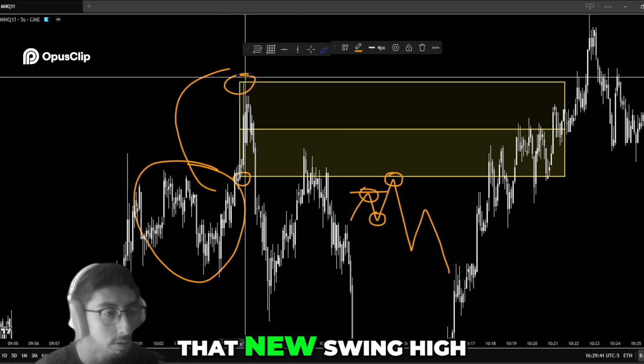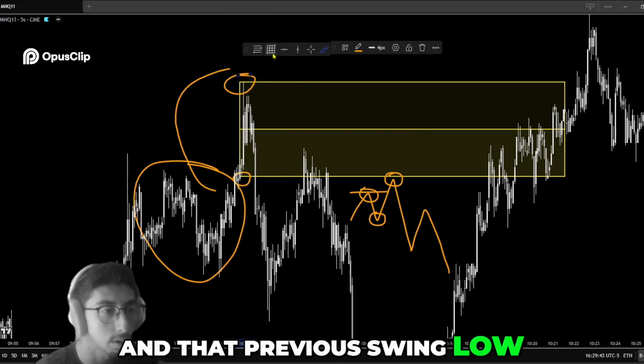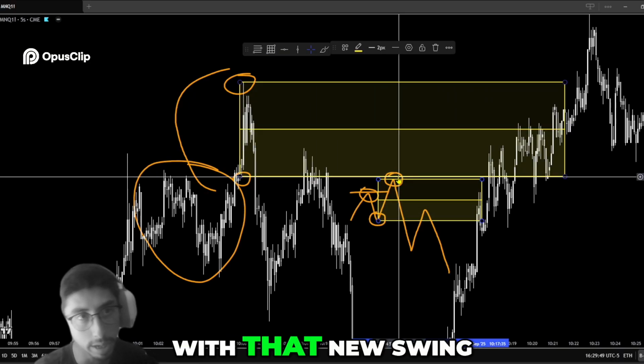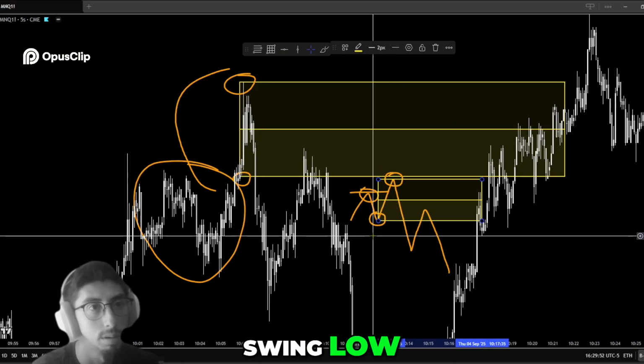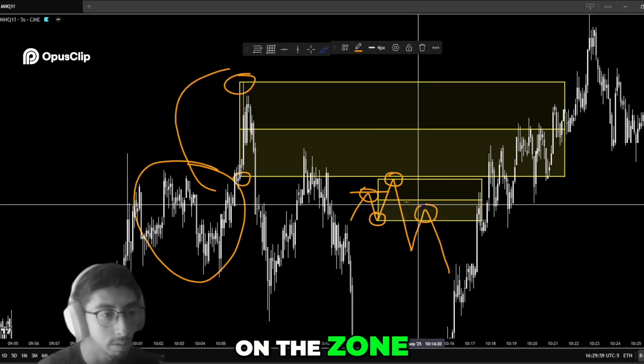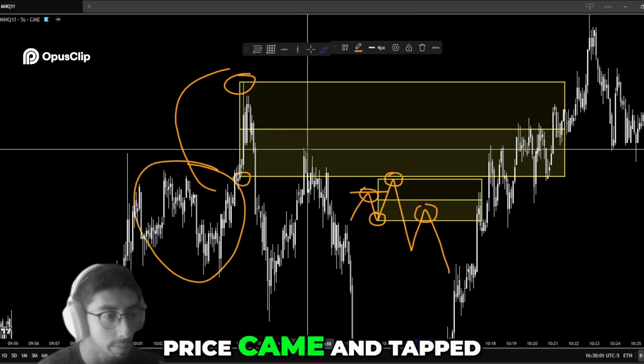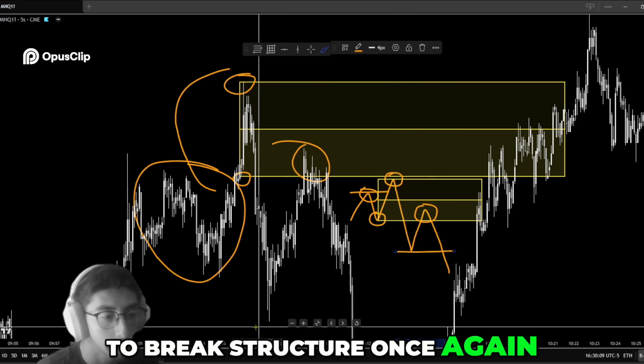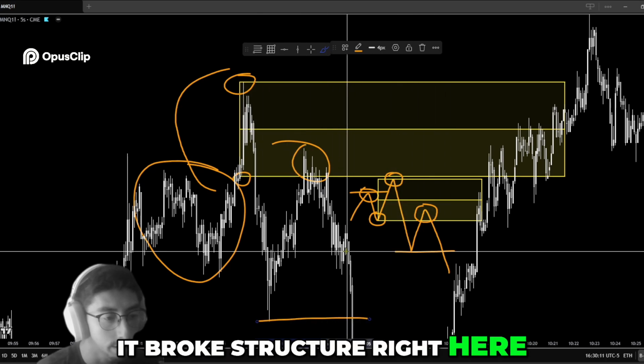So you want to get that new swing high and that previous swing low, and you want to create a zone. So you can see in this drawing, a zone gets created with that new swing high and the previous swing low. Then you want to tap on the zone. As you can see here, price came and tapped the zone. They want price to break structure once again. It broke structure right here.